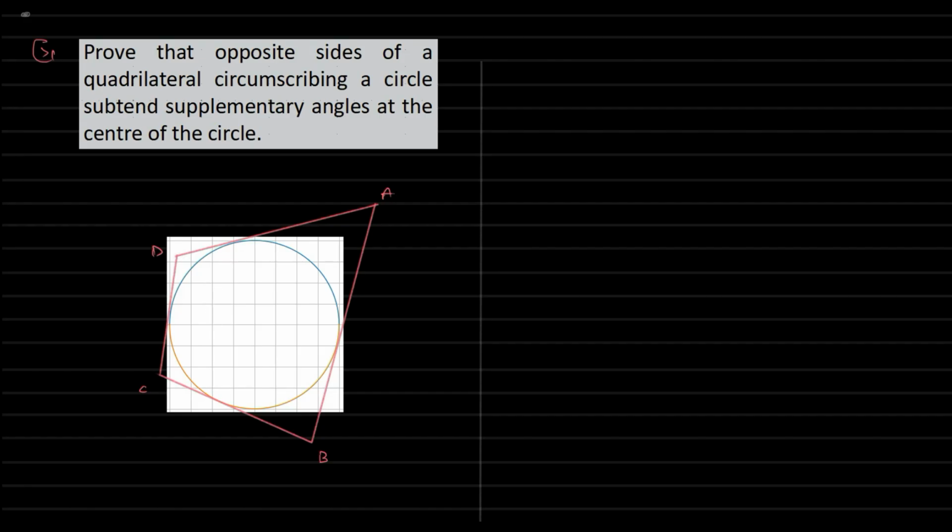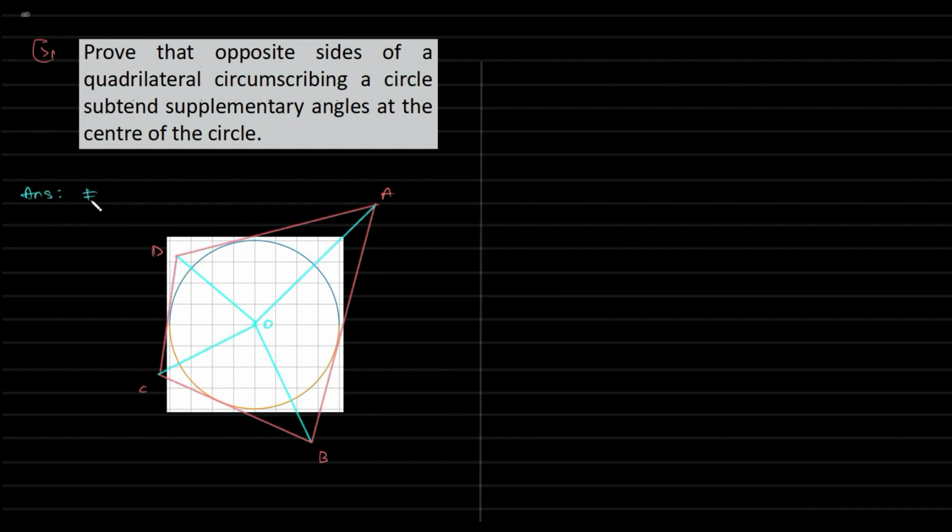So what they're telling is, this is the center O. I have to prove that angle COB plus angle DOA is equal to 180 degrees. That's the whole idea. Similarly, angle DOC plus angle BOA is equal to 180 degrees. That's what we have to prove.